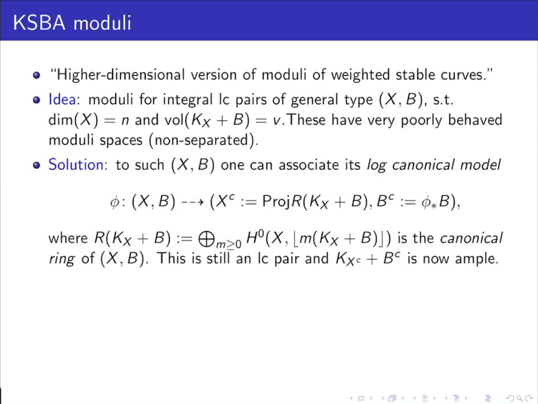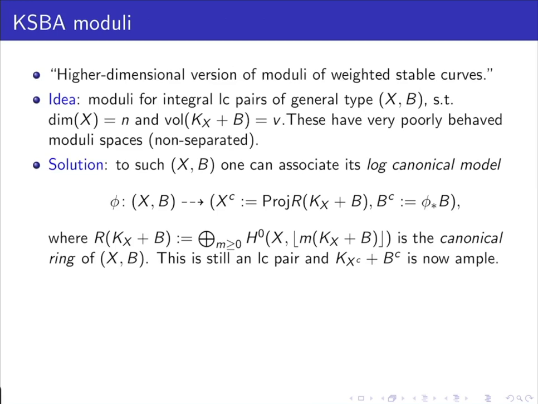So remember, if you have such (X, B), you can take its canonical model, which is just defined as X_c, where X_c is the Proj of the canonical ring of the pair. If you start with a general type pair, this map will be birational. The canonical model (X_c, B_c) will still be a pair with LC singularities, dimension n, of course, and volume V, but now we will also have more positivity on the canonical divisor. So this will be ample now.